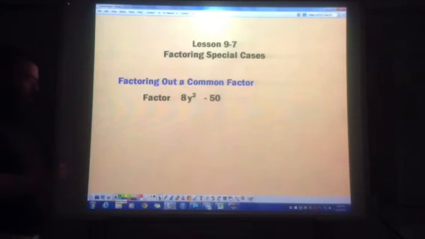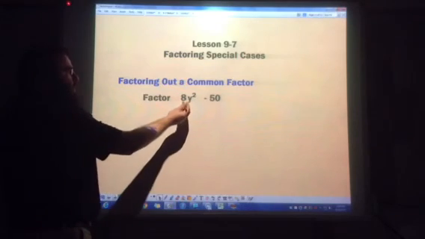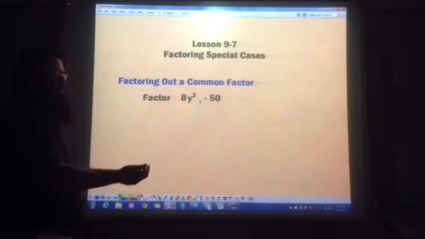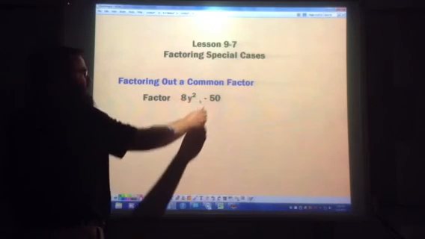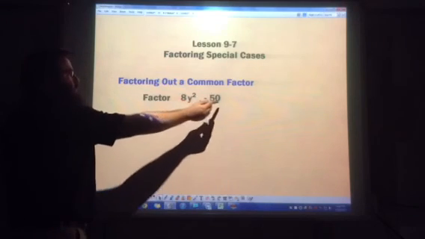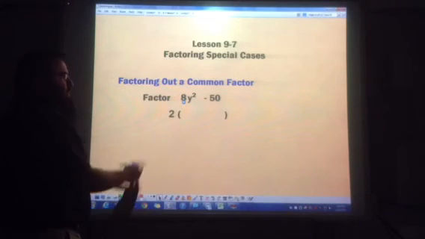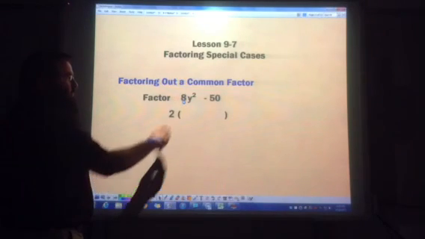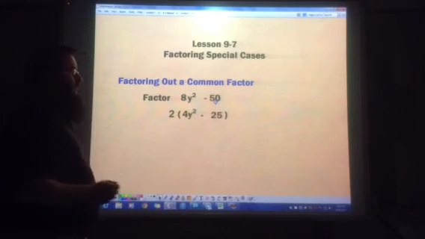Okay, try to do this one on your own. Factor 8y squared minus 50. Can a common factor come out? Well, it has to since it's in this section. 8y squared minus 50. They share a 2, 8 and 50. And that's it. 50 doesn't have a y with it. So a 2 can come out. You'd be left with 4y squared minus 25.